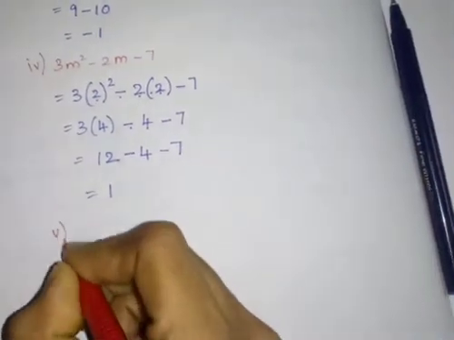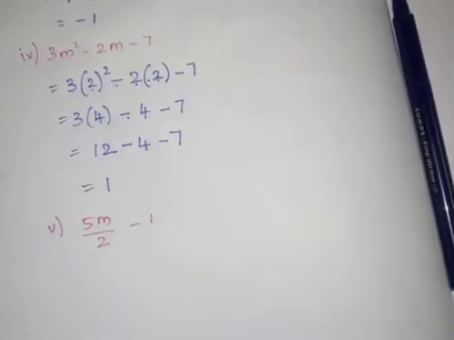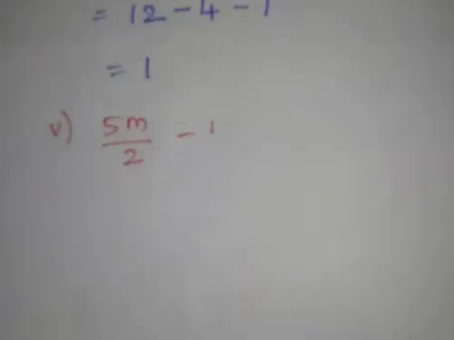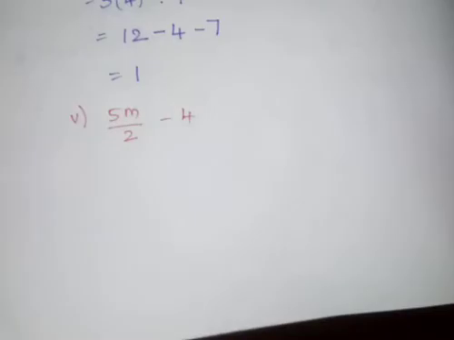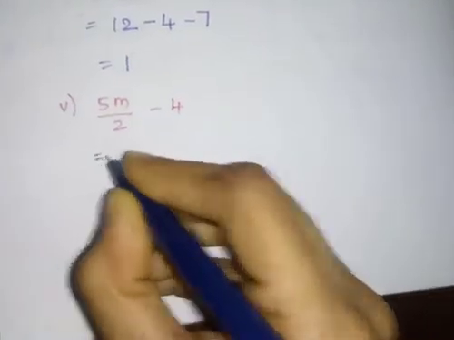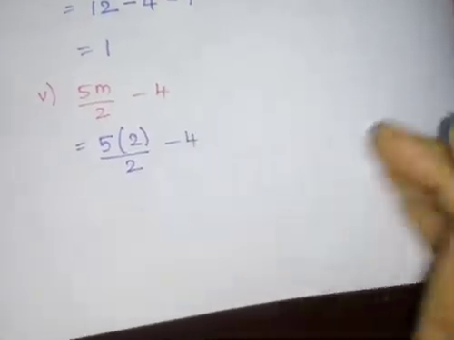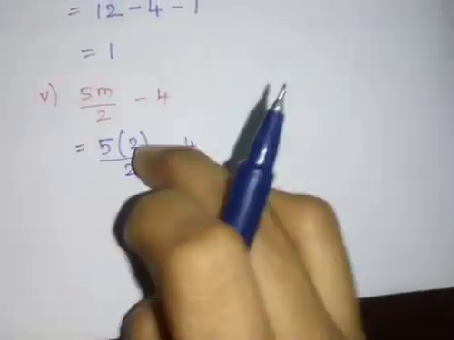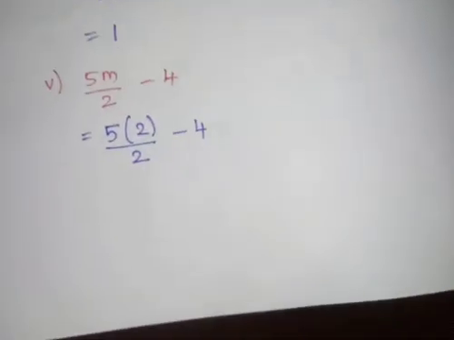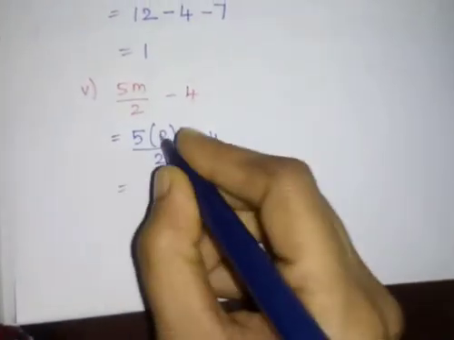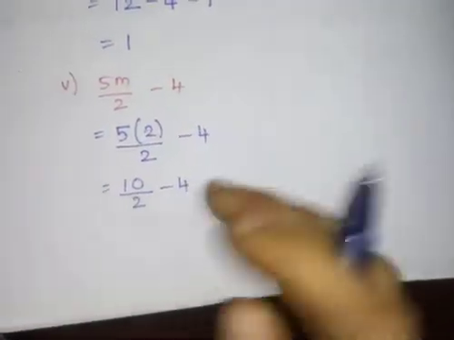Next, fifth problem. 5m by 2 into 4 or minus 4, that is 5m minus 2 minus 4. Now it is in the numerator, correct? So 5 into 2 divided by 2 minus 4. Yes, 5 into 2 because it is numerator, so specifically you should write it in your numerator. Divided by 2 minus 4. Now 5 2s are 10 divided by 2 minus 4.